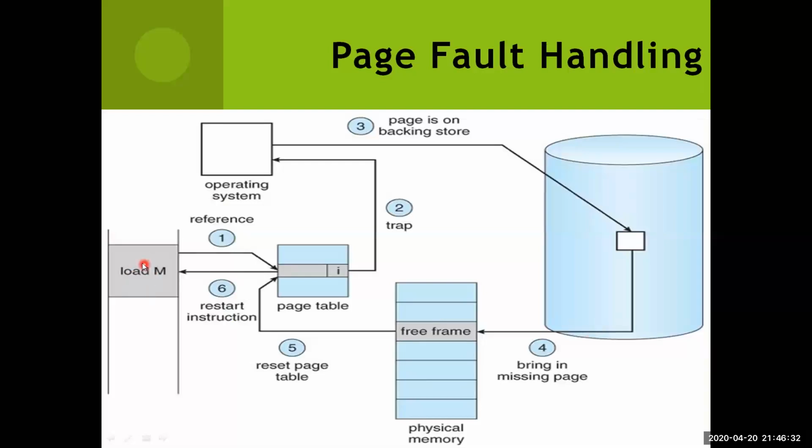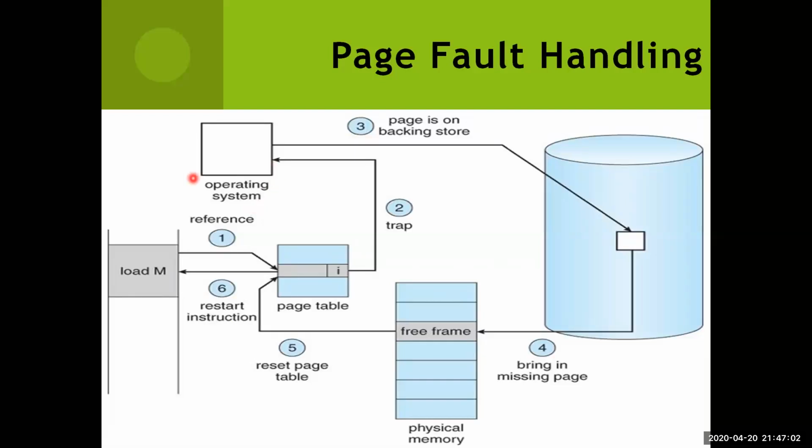Suppose there is an instruction load M generated by the CPU. First we will go to the page table. In the page table we will check whether the entry is valid or invalid. If it is set invalid, it means there is a page fault. In case of a page fault, a trap is generated and control is transferred to the operating system.